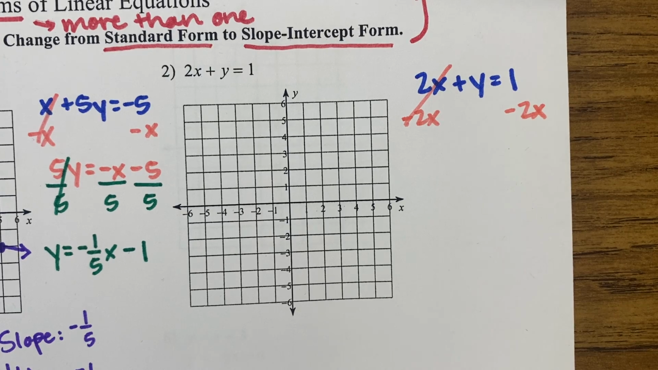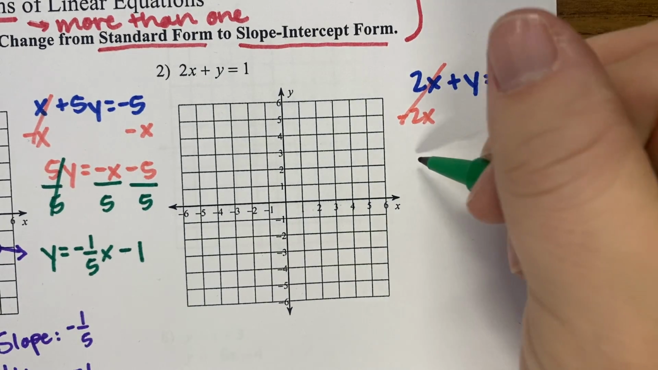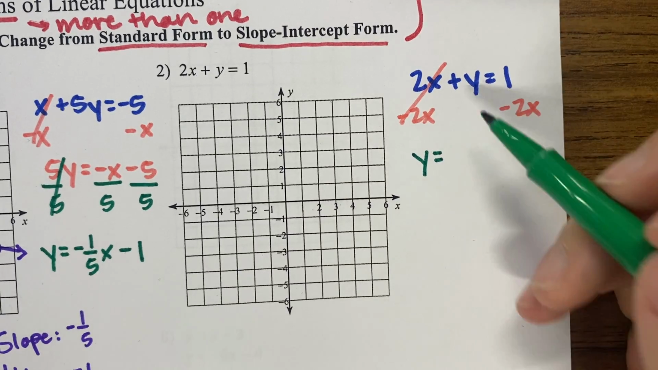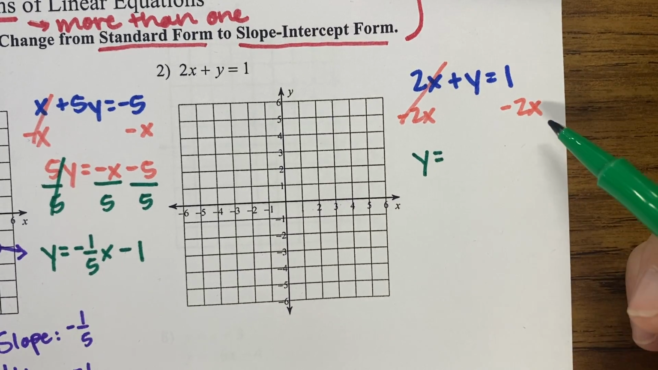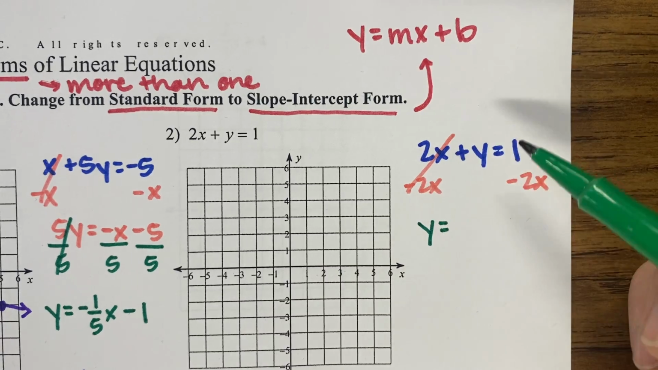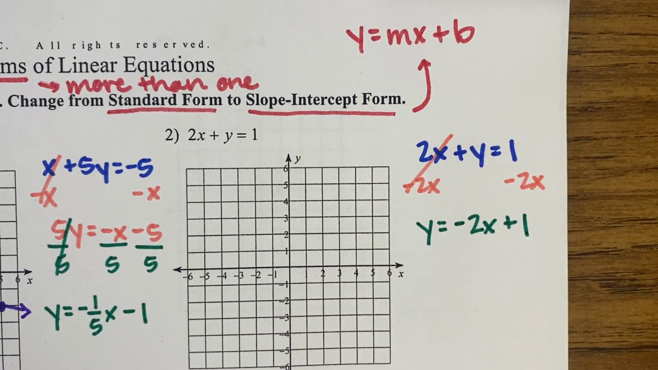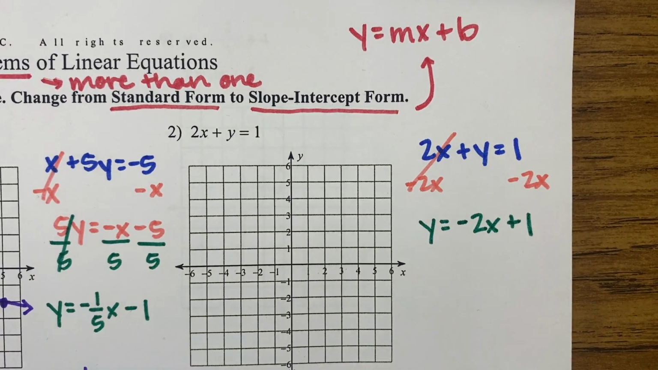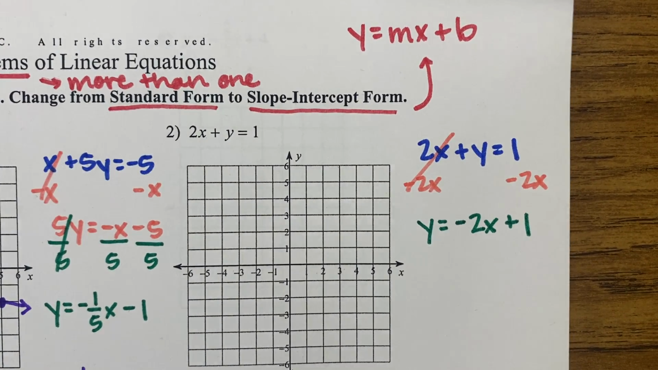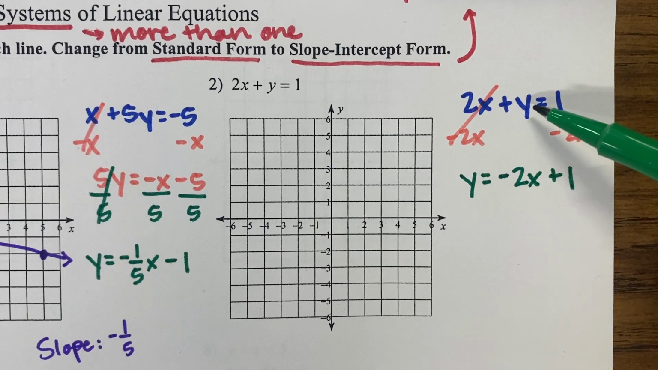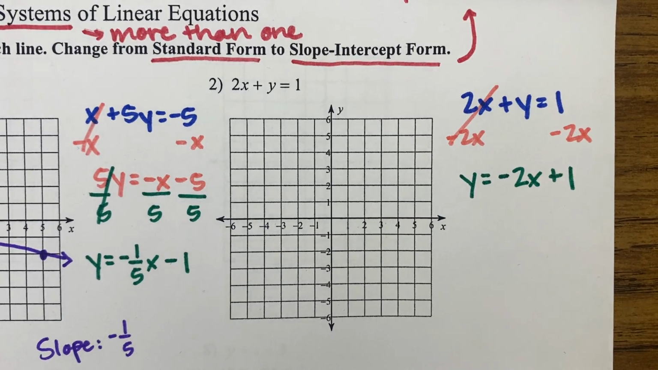Now what we actually have is our slope-intercept form because y is all by itself. Positive y is just y. Remember, you always want to write your x term first, so we have negative 2x and then a positive 1, which was already over there. Beautiful, and we're done. We rewrote it from standard form to slope-intercept form.